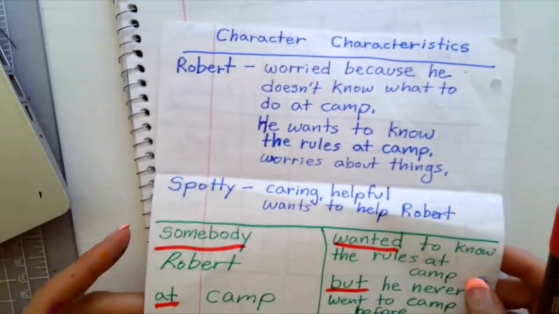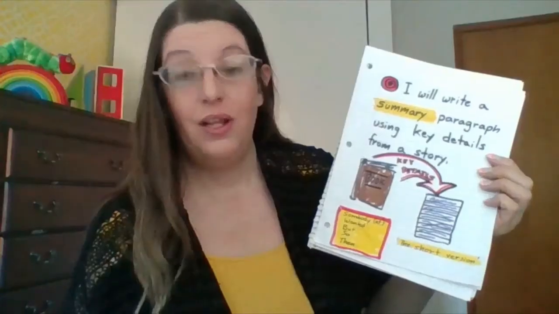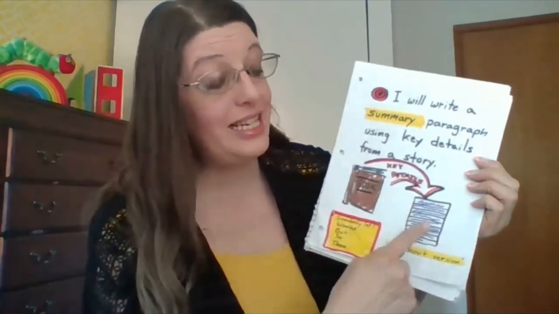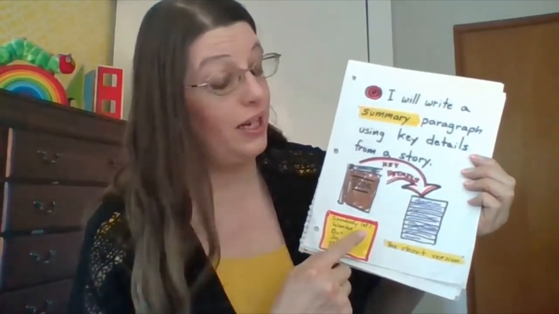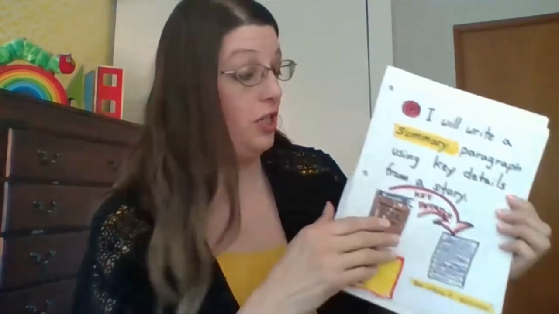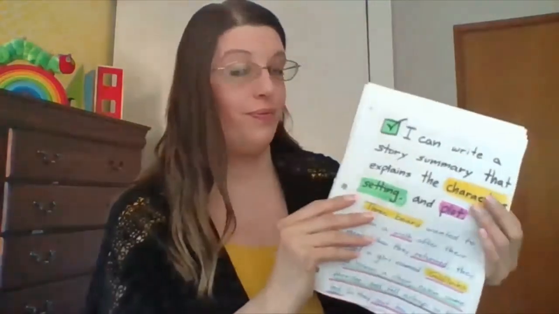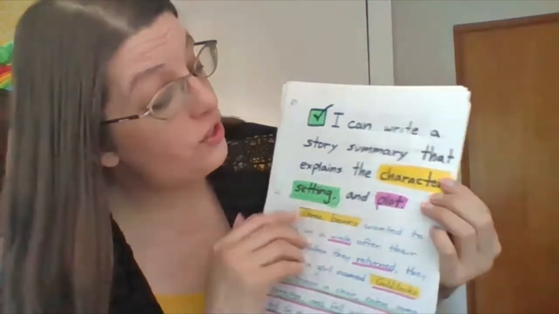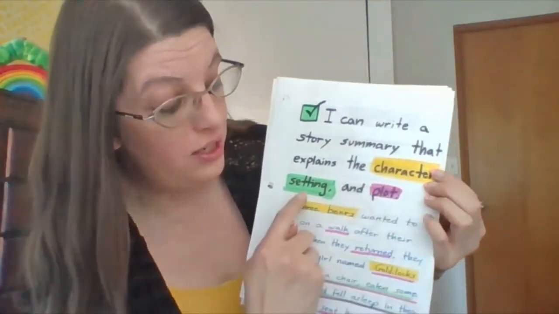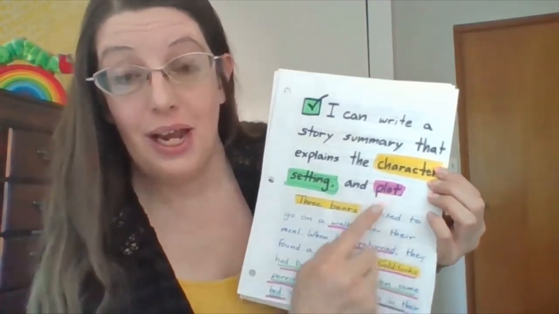You will need fresh paper and something to write with. Our summary will need the key details that we wrote on our graphic organizer in order to make a short version. Our summary will also need to make sure we have characters, setting, plot in order to be a complete summary.